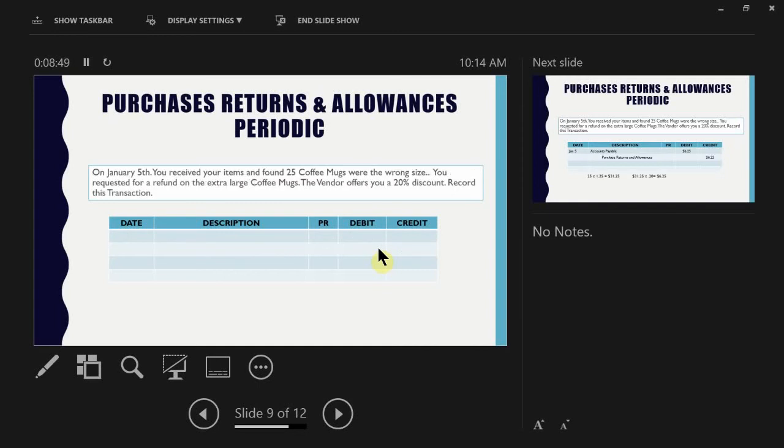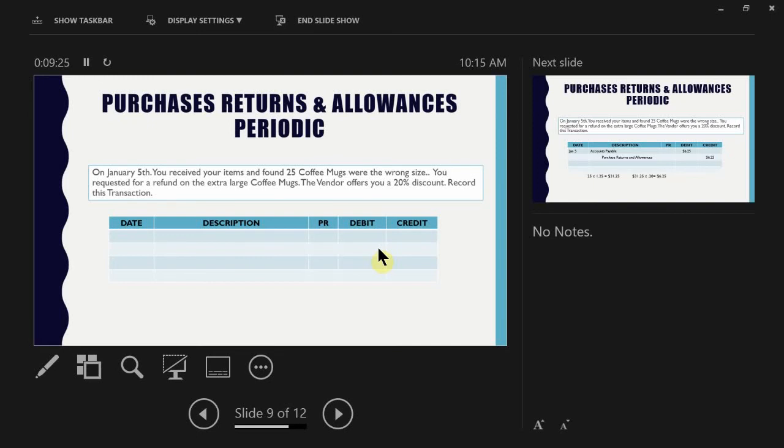So then let's go ahead and look at scenario number 2 here, where on January 5th, you received the items and you found that 25 of those coffee cups were actually the wrong size. Because originally you bought them for the regular size, but they decided to send you the large cups instead. So here you request a refund on the extra large coffee mugs, and the vendor offers you a 20% discount. So how do we record this transaction?